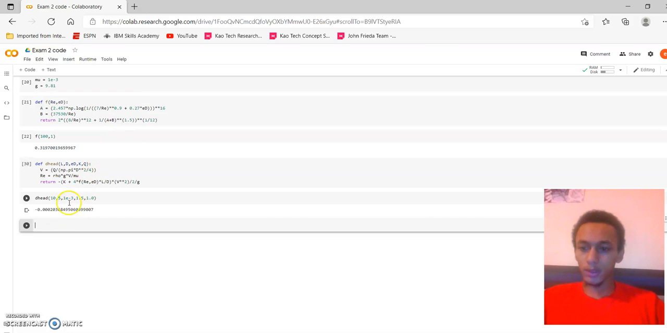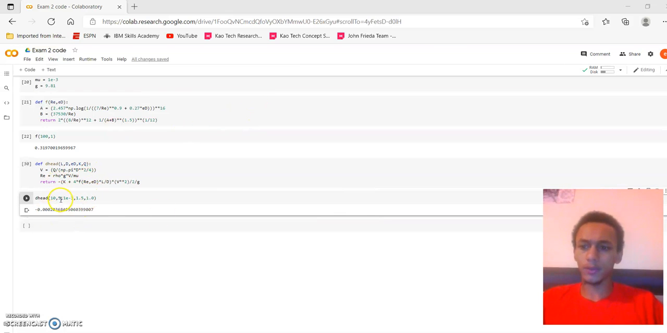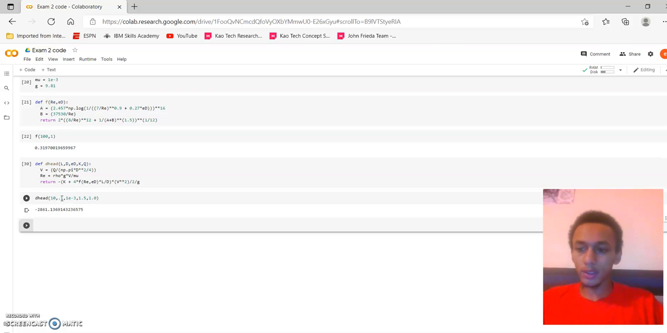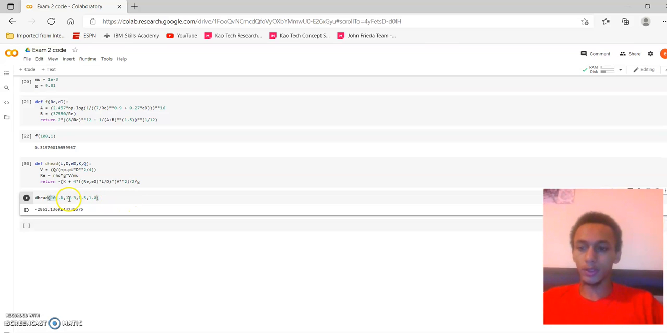Yeah, it gives me a very, very small number. Let me try this with a number I know, 0.1, to see if I get it right. Yeah, it gives me a number that I'm almost for sure is the right number. So now that we have D head, we need to find the flow next.